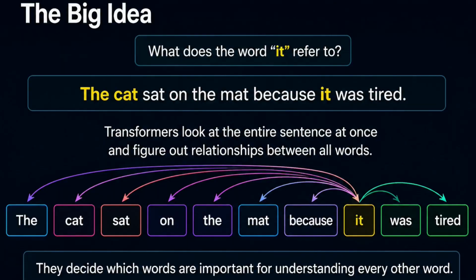Let's take an example. The cat sat on the mat because it was tired. Very simple sentence. Now, what does the word "it" refer to? Is it referring to the mat or the cat? As humans, we instantly understand that it refers to the cat, correct? So transformers learn to do something similar. Instead of reading words one after another, it looks at the entire sentence at once and decides which words are important for understanding every other word.